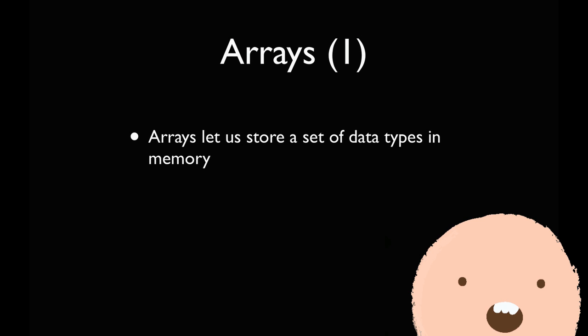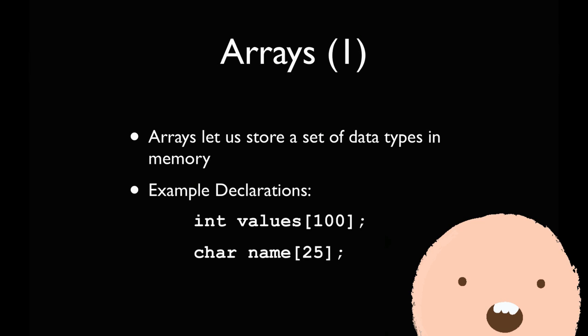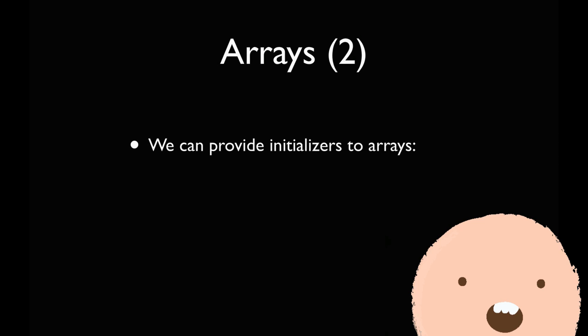So arrays let us store an ordered set of data in memory. Instead of defining a single int variable, we can define an array variable that holds a multiplicity of integers. Some examples might be as follows. I could define an array called values to hold 100 integer values, or I could use a different type. So I've got a car name that will hold 25 character values.